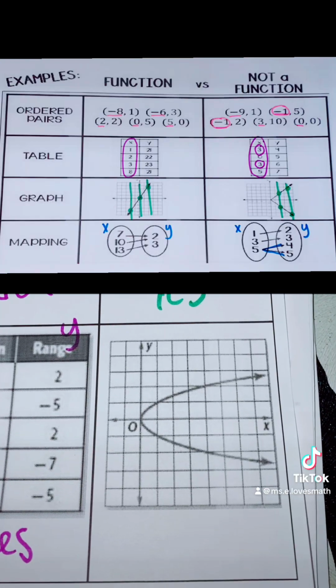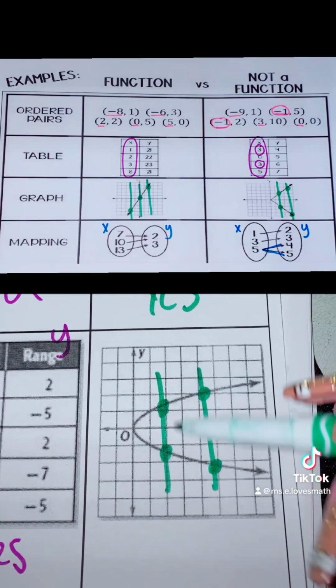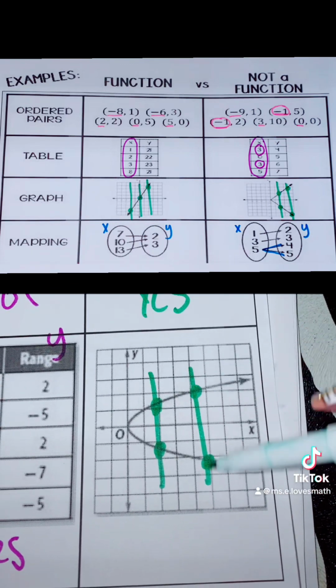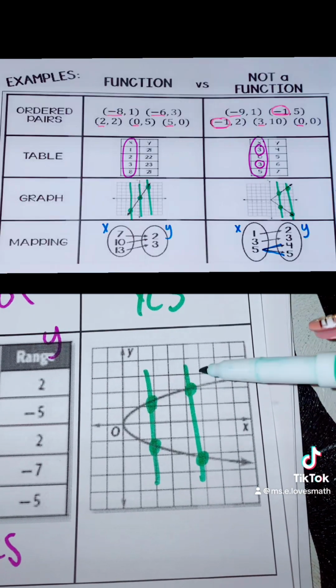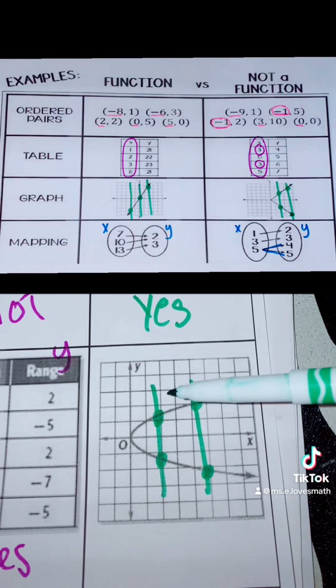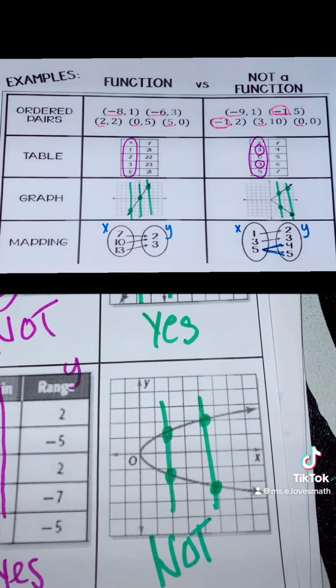Let's take a look at this graph. I tested this graph twice. On this first test, it hit 2 times. And on this second test, it hit 2 times. Since on each of the tests we had more than 1 hit, that means it is not a function.